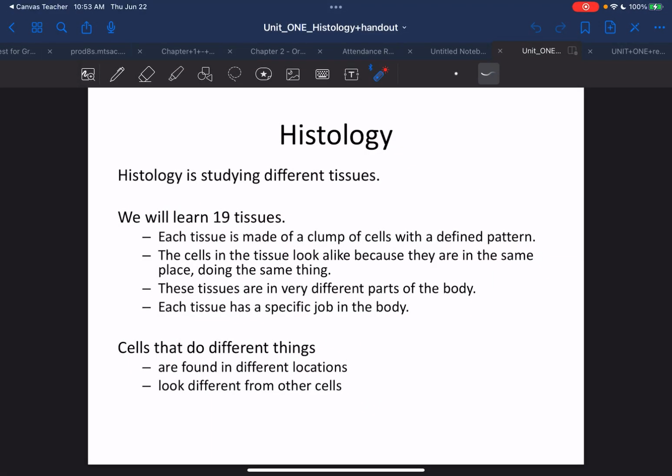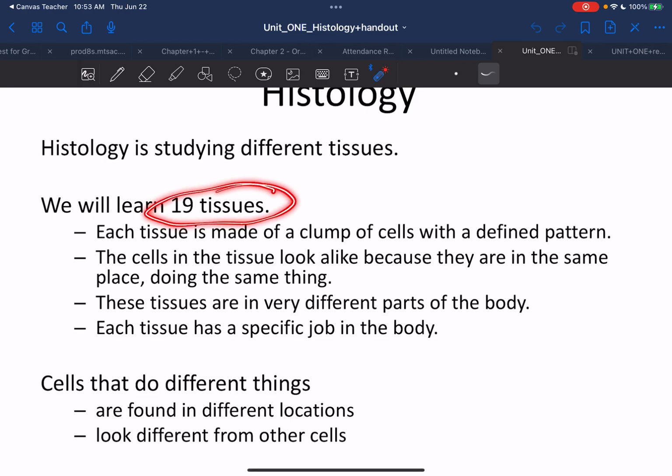And so when looking at tissues, the word histology refers to the study of tissues. And in this exam, you're going to be learning about 19 tissues that you find throughout the body. These are pretty much all the families. There are, I think, 2 missing from the 19 here on this packet, but you will learn 19 of them.